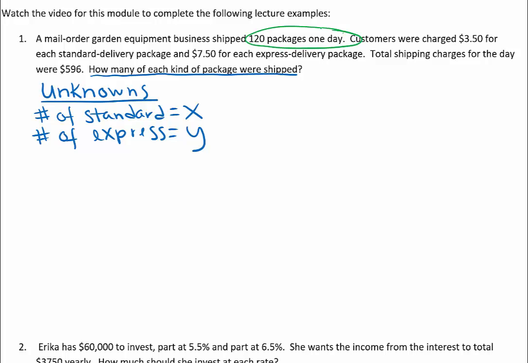Now I read the problem a second time, this time focusing on details. The first sentence tells me that the total number of packages was 120. That means if I add together both kinds of packages, it has to equal 120. So x plus y is 120.